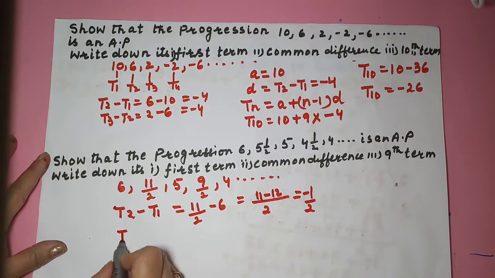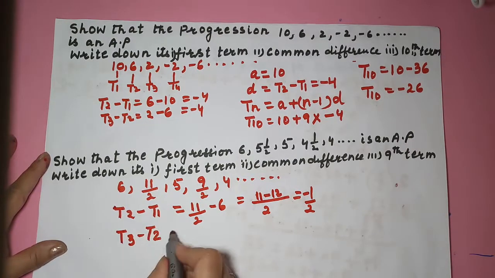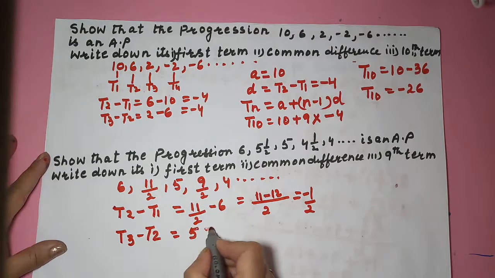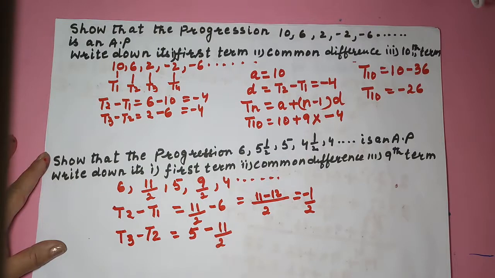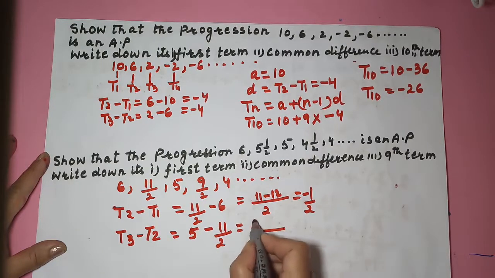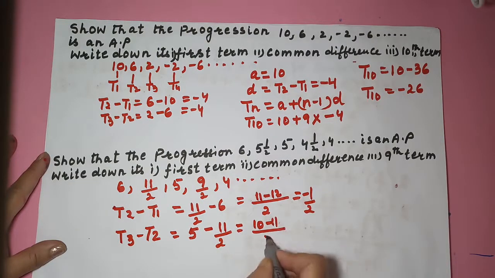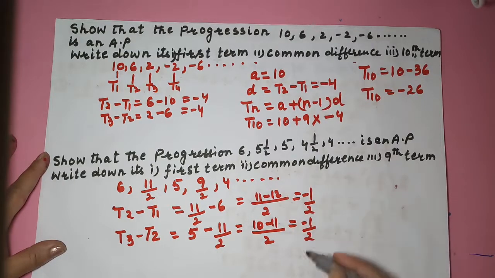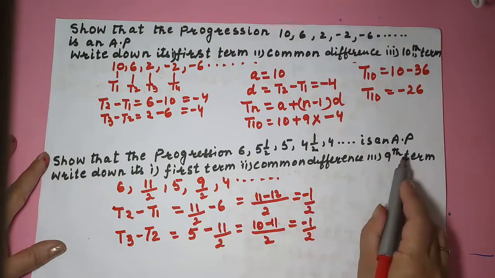Let us calculate T3 minus T2. How much is that? What is T3? This is T3. So 5 minus 11 by 2. Again, if you take 2 as LCM, you will get 10 minus 11 by 2, which is minus 1 by 2. Since the difference is the same, so the common difference is the same, you can say that the series is in AP.